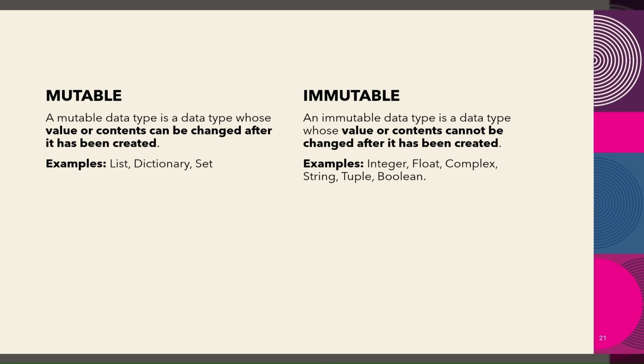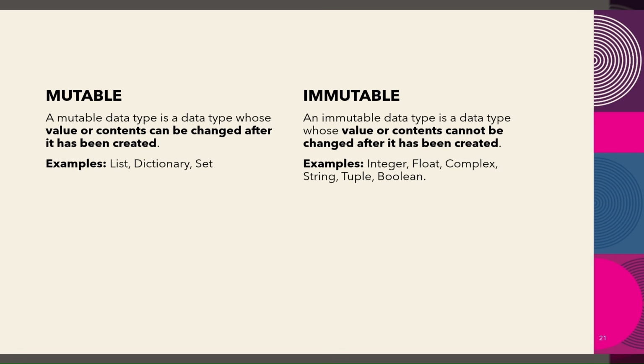Mutable means whose values can be changed after it has been created. Example, your marks. It can be changed. You may increment or decrement in your marks. And immutable data types are those whose value cannot be changed after it has been created. Your voter ID or identification number cannot be changed after it has been created. Examples for this are integer, float, complex, string, tuple, and boolean.